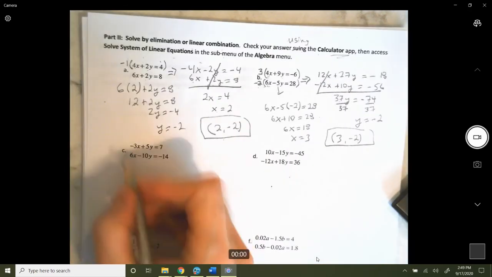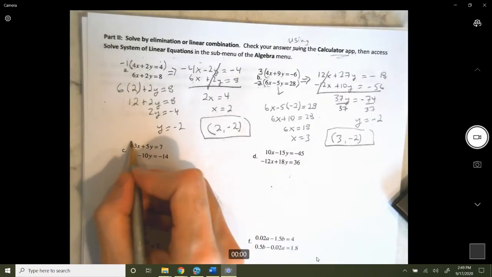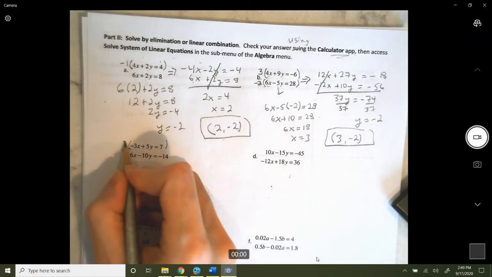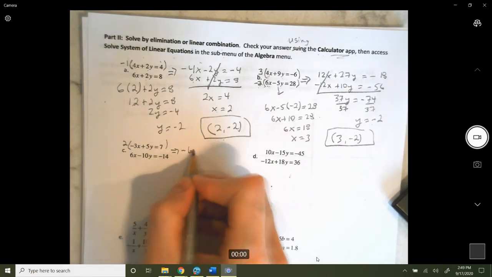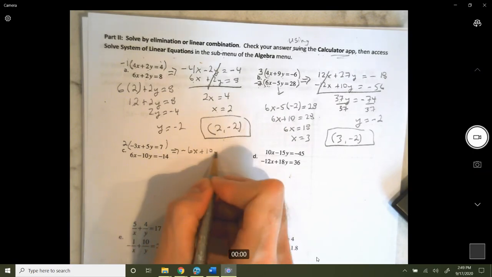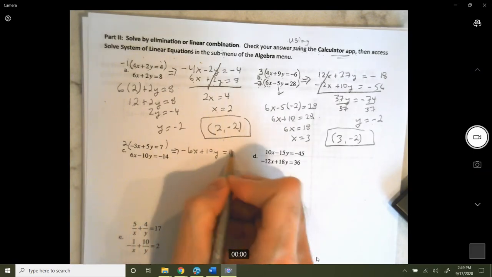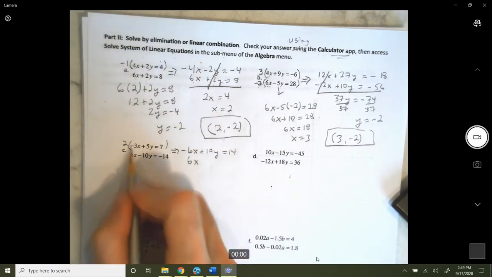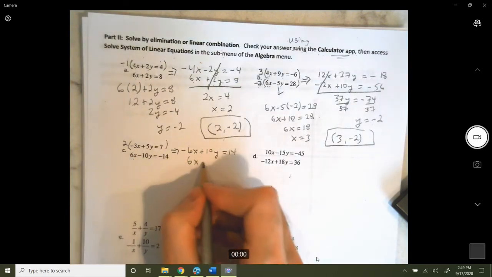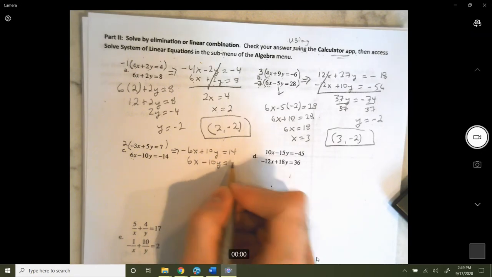Okay, and the next one down here, let's do elimination. This is pretty easy. We'll multiply the first one by 2. So we get -6x plus 10y equals 14. And here we'll get 6x. We're not going to do anything to this one. The 6x's cancel. Minus 10y equals -14.